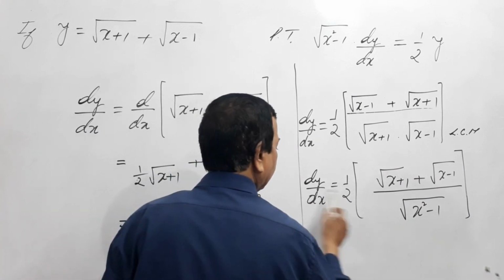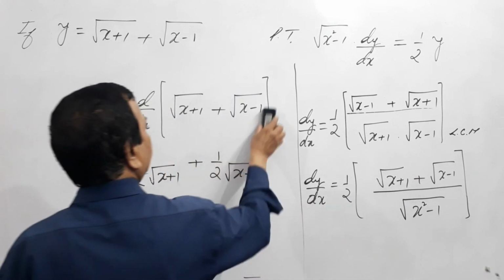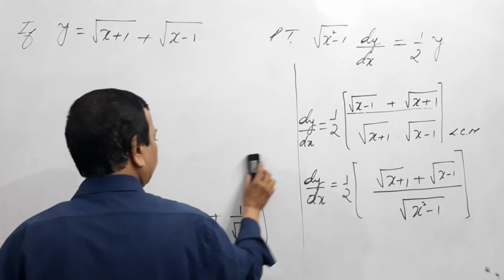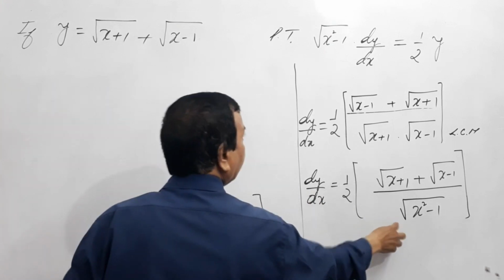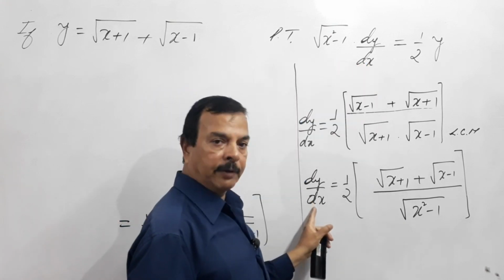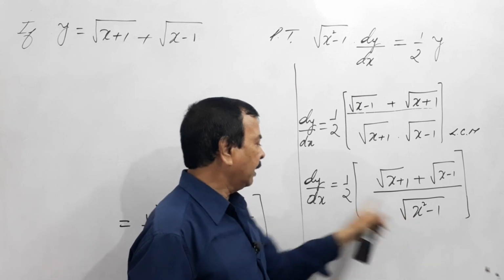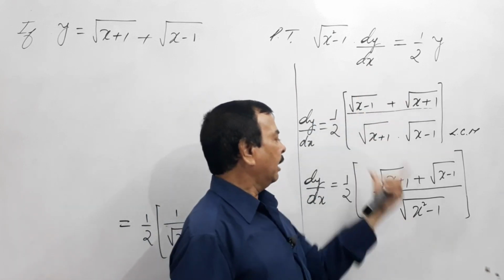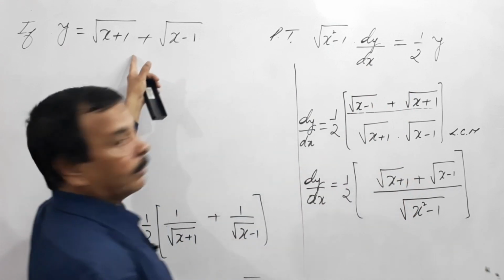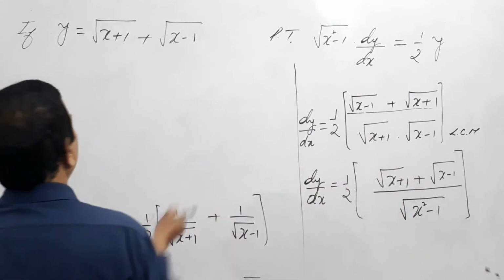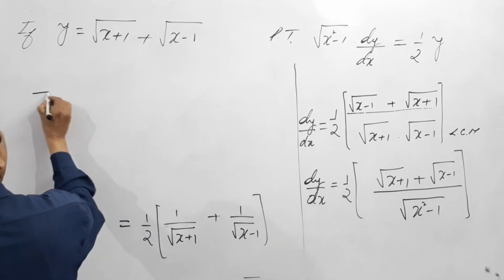I cross multiply this. So what I will do? I will multiply because here we have x square minus 1 into dy by dx. So we have dy by dx. The moment I multiply this, we get this, and half we have here, half. And what is this? This is nothing but our y. We got the answer.